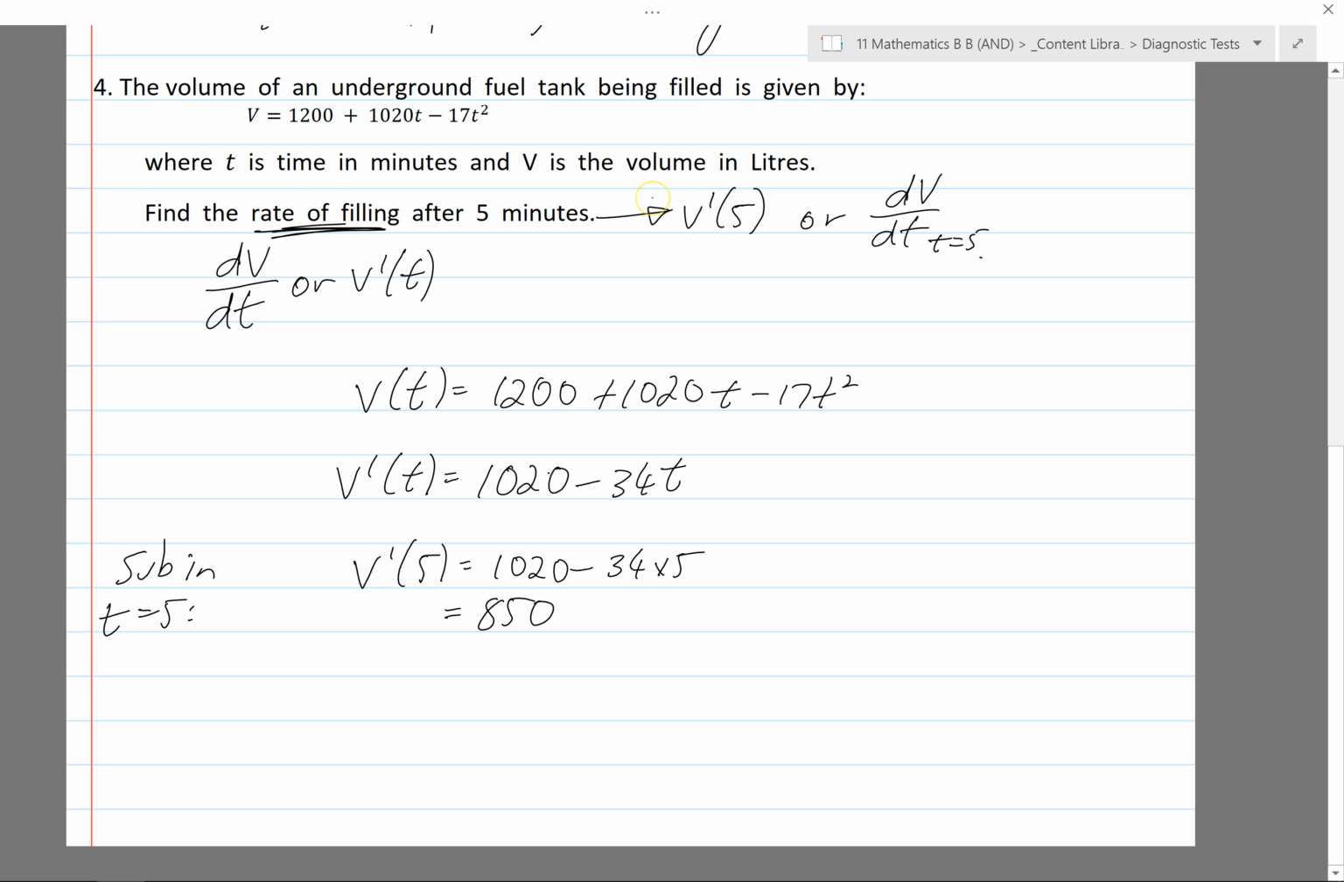Well, the volume is in liters, so it's liters per minute. And because my graph would be volume versus time, minutes and liters.